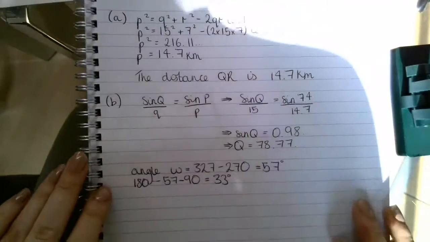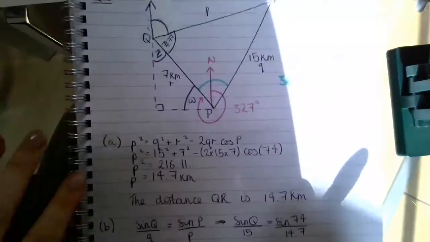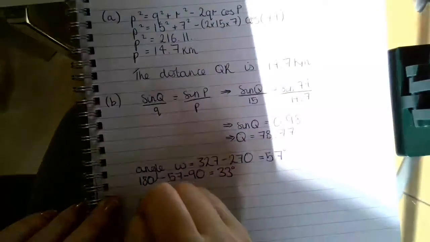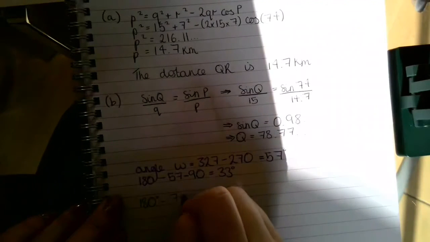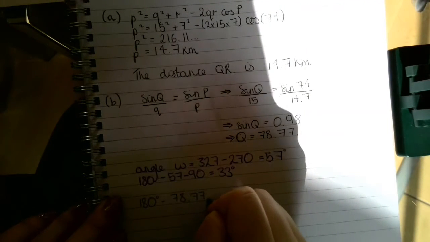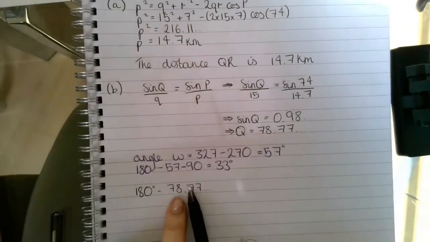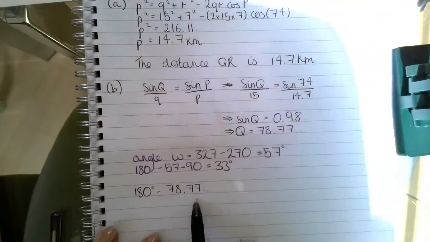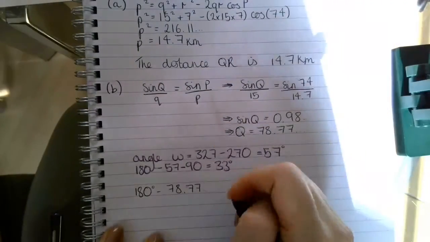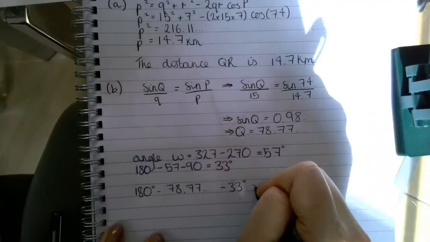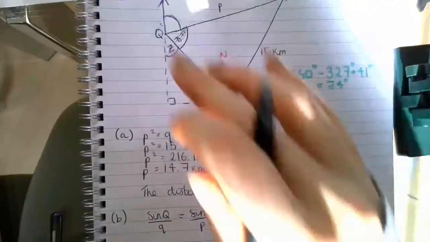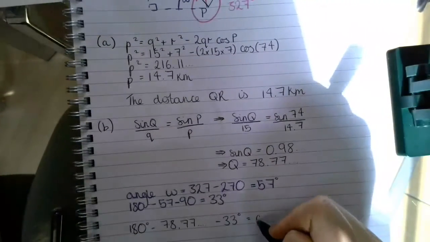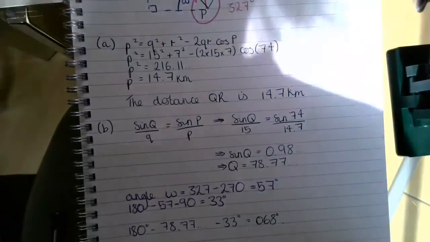So our bearing will be equal to 180, which is the sum of all three, subtract 78.77 and so on. I would put in my calculator the actual sine inverse of 0.98 when I find my answer to remain accurate, and subtract 33 degrees, and we should get an answer of 68 or 0.68 as a bearing.